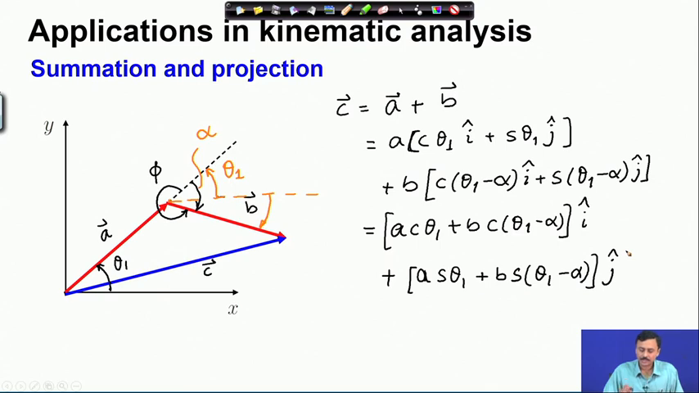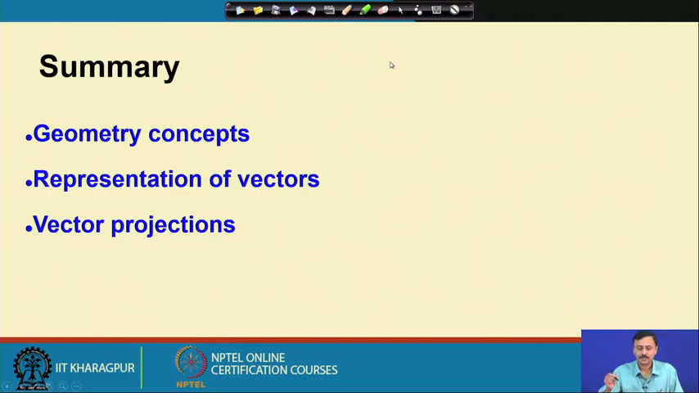So, what I want to underline is you should always measure angles in the counterclockwise sense as positive. If it goes in the clockwise sense, then it should be taken as negative. So, with that, let me summarize what we have discussed today. We have looked at some geometric concepts, we have looked at representation of vectors, and we have also looked at vector projections. So, with that I close this lecture.